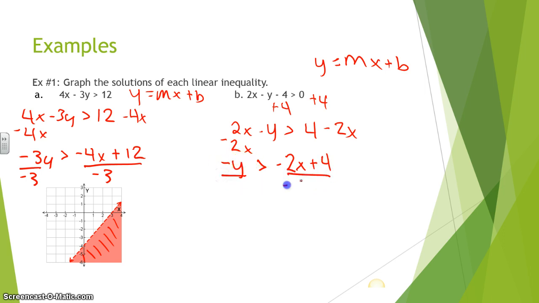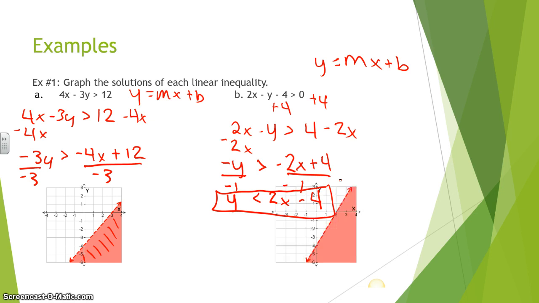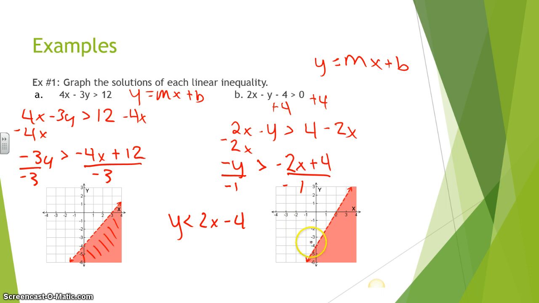We have a negative y, we need that to become positive, so I'm going to divide both sides by negative 1. Here again, we're dividing by a negative, so we're going to have to flip that inequality sign to be less than. So we have y is less than, negative 2 divided by negative 1 is positive 2x, positive 4 divided by negative 1 is minus 4. So now that I solved for the inequality, I now can graph this. Let me show you the graph. So I have y is less than 2x minus 4. My y-intercept is negative 4, so I start at negative 4.